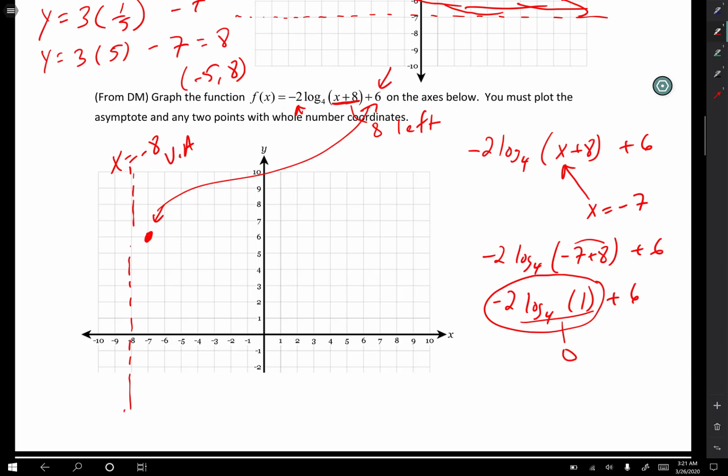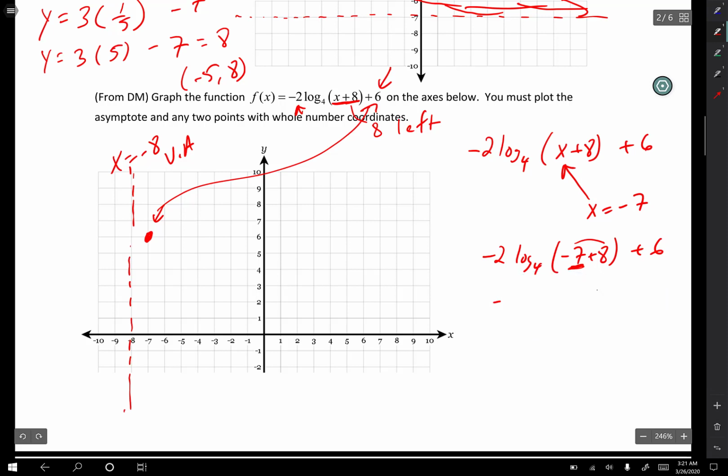Because log base 4 of 1 is 0, 0 times negative 2 is 0 plus 6, so that's going to give me my y value, see? So what did I put? Negative 7, what's the output? 6. Negative 7, 6. If you thought that was too hard, just do transformations, guys. Move it 8 times to the left, 6 times up, and you are done, 100% done.